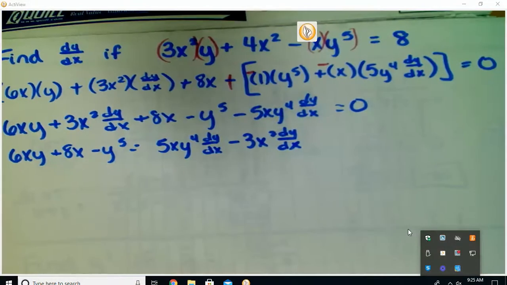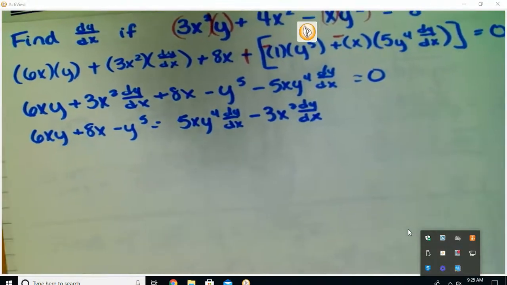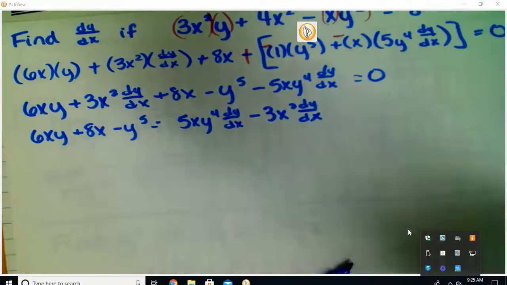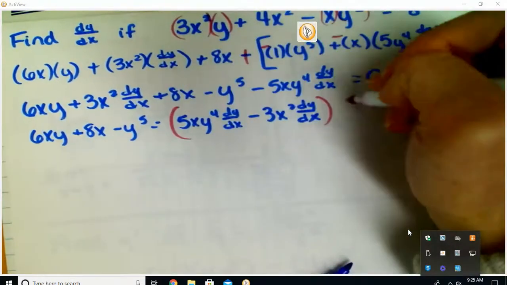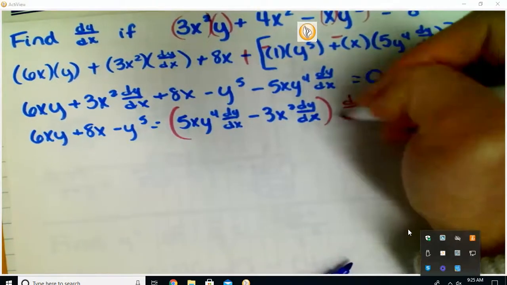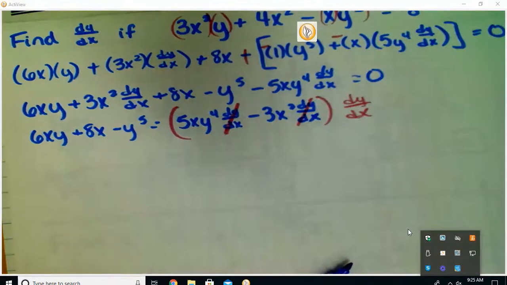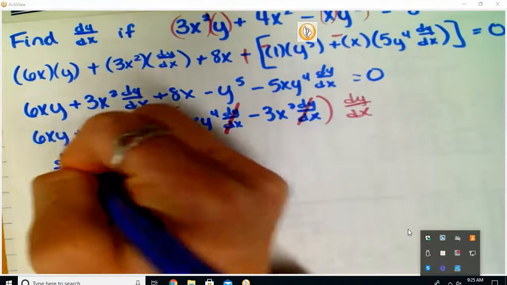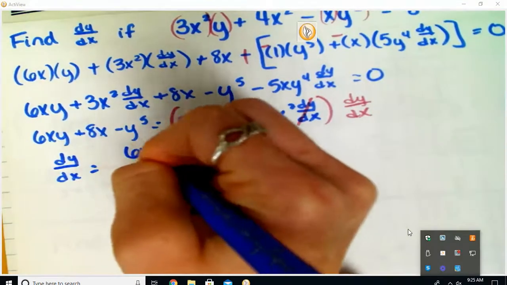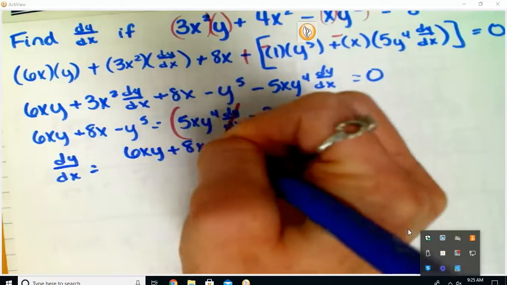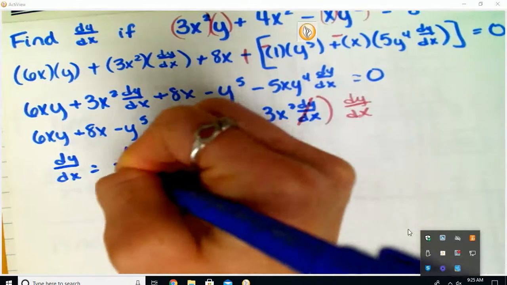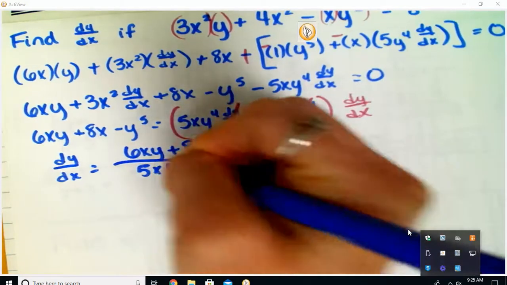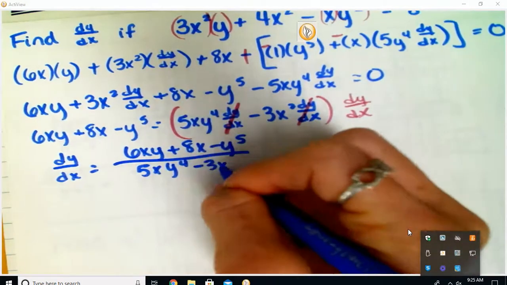Is everybody with me so far? Then what do you do? Okay. I'm going to be lazy. I don't want to rewrite that. I'm going to take out this dy/dx. So then what do you have to do? Divide by what's left. So we have dy/dx equals 6xy plus 8x minus y to the fifth, over the 5xy to the fourth minus 3x squared.